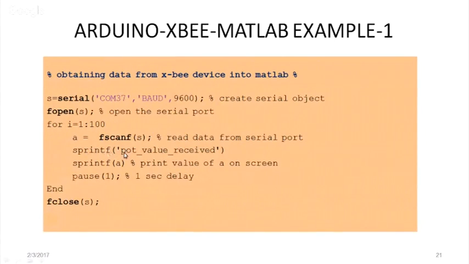Now it will say port value received. Whenever you receive a value, the sprintf, that means it is the print command which is used to print the value to your MATLAB window. So sprintf basically is for printing, and fprintf basically is for objects which we create, and it will put your A value on your MATLAB screen. After that, we will end and we will close this.